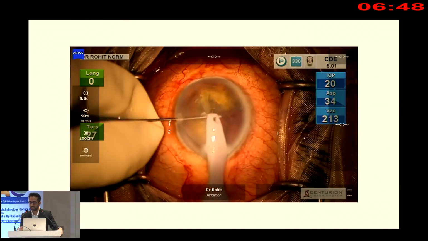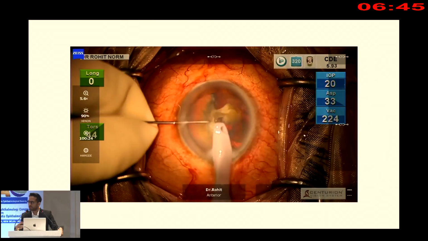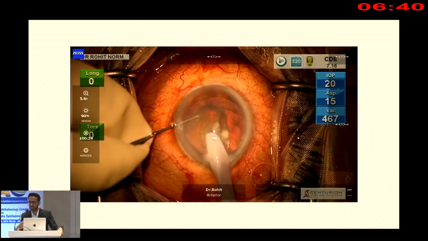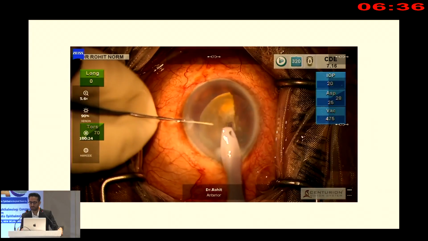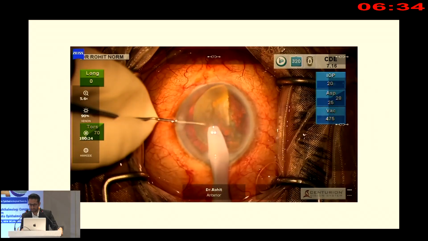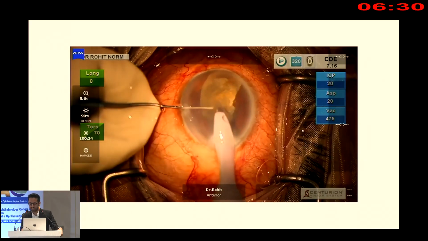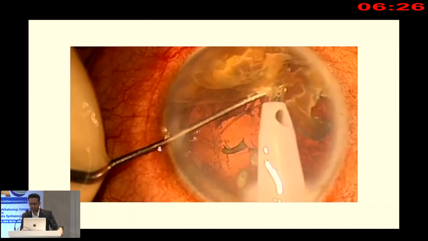The aim here is to have a minimal pressure difference between the anterior and the posterior segment so that these nuclear pieces are not pushed back. There is no undue deepening of the anterior chamber, no posterior bulging of the posterior capsular defect. The remaining hemisphere is brought into the anterior chamber, and it is slowly aspirated.